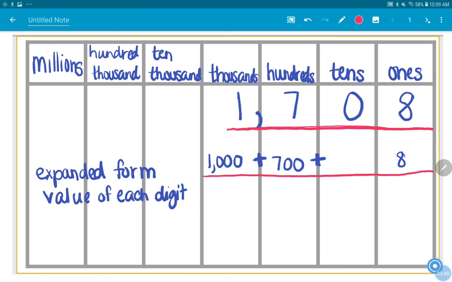What do we call how we have this number written at the top? What do we call that, Christopher? 1,708 is the number. Do you know the name of the form that it's written in, Caden? Standard. Standard form. Very good. Standard form is just the regular way that we write numbers. It just shows each digit in its correct place value.